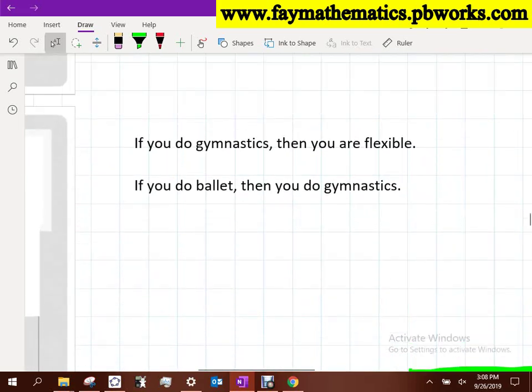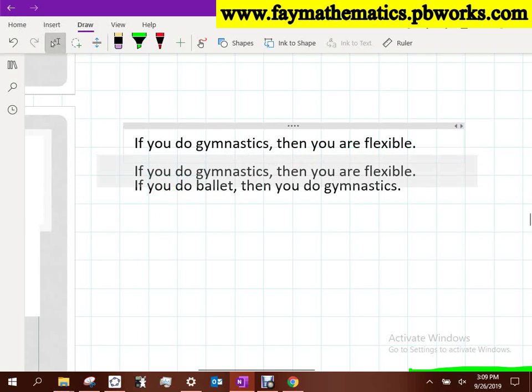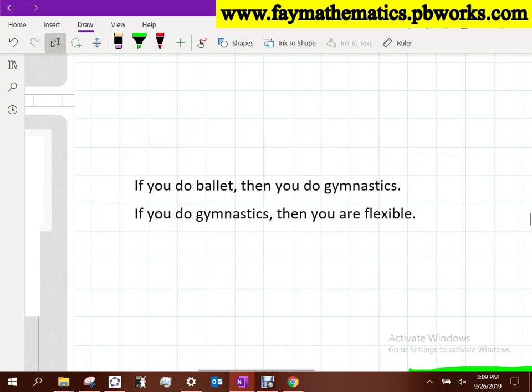All right, so if I look at these two statements this way, and I compare that conclusion with that hypothesis, do they match? Is being flexible and ballet the same thing? No, right? Okay. So if I were to erroneously say there's no third statement I can make here, a person that understands what we're doing is going to put this one after that one, and now, looking at that one, you do gymnastics, do those match?